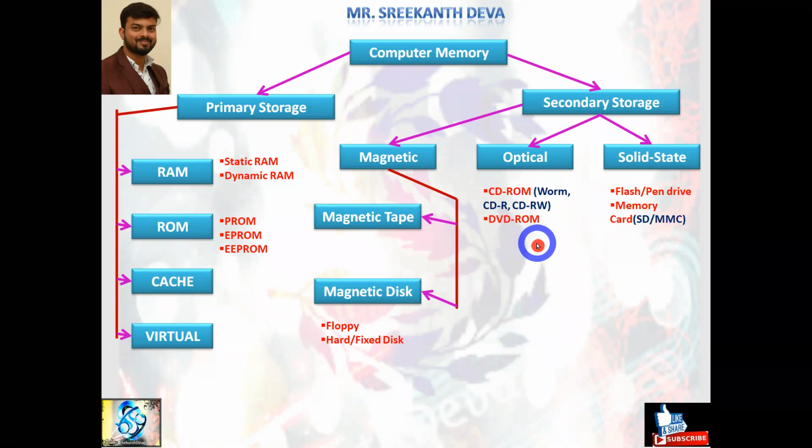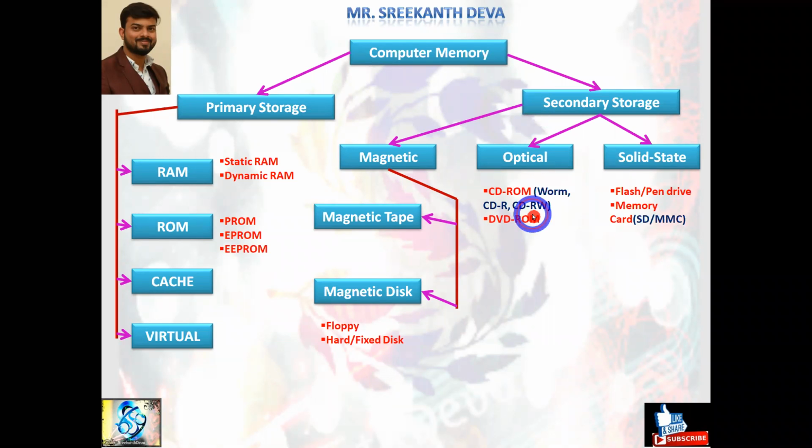Next, DVD-ROM. See, CD is nothing but what here? Compact disk. Okay. CD-R is recordable, CD-RW is compact disk rewritable. DVD-ROM, DVD is nothing but what? Digital versatile disk or digital video disk. DVD-ROM is read only memory. See, solid states like flash drive, pen drives, memory cards like SD card, MMC. You're all familiar, right? SD card is nothing but what? Secure digital card. MMC is what? Multimedia memory card. Yes, we'll discuss these computer memories in detail one by one in the coming sessions.